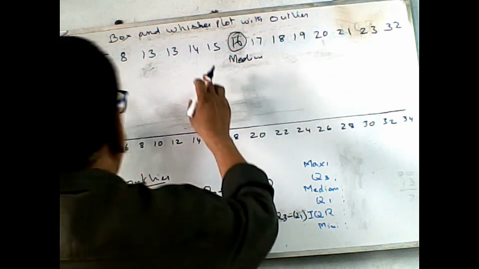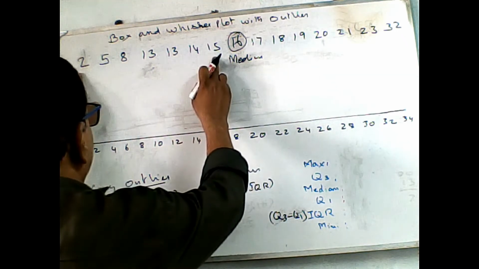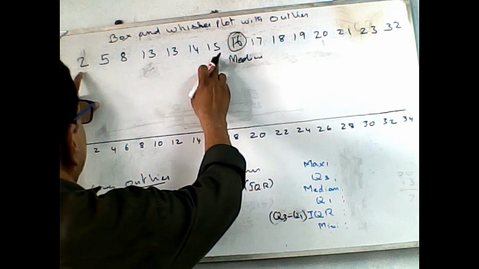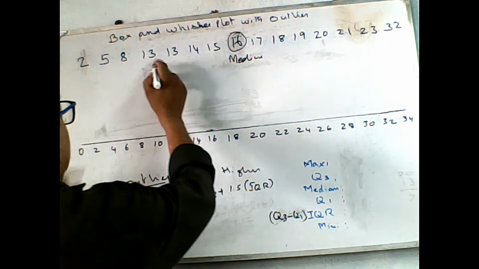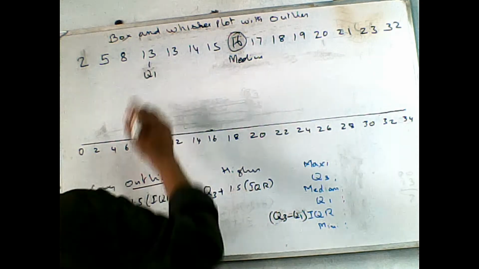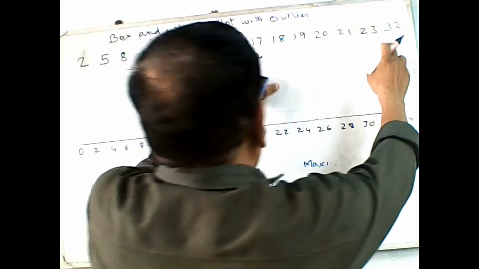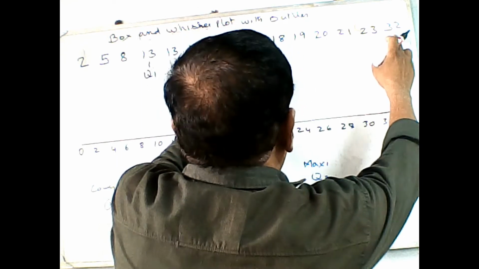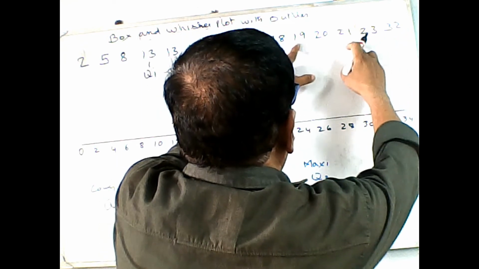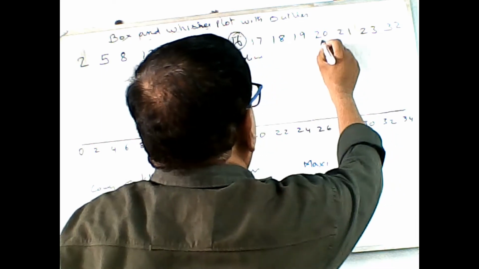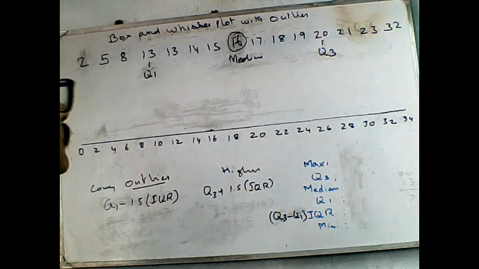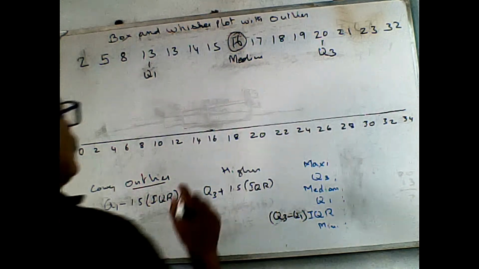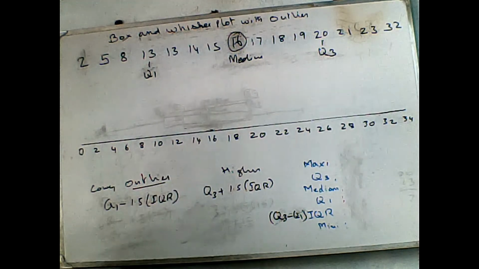For the lower quartile, we find Q1. 1 is 1, 2 is 2, 3 is 3, 13. 13 is here, Q1. For the upper quartile, you see 1 is 1, 2 is 2, 3 is 3, this one is Q3. This is the Q3.